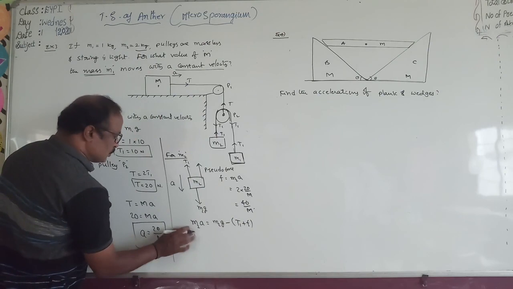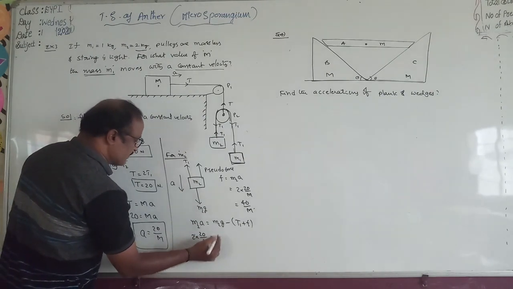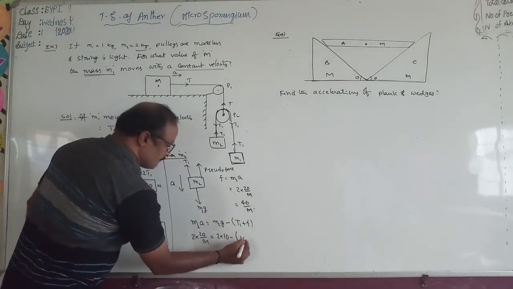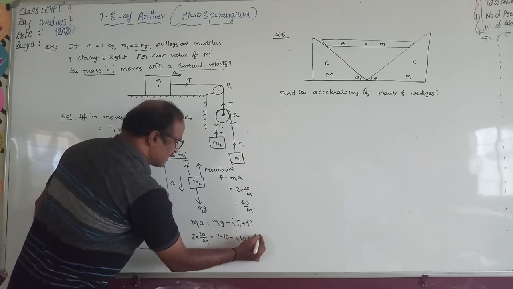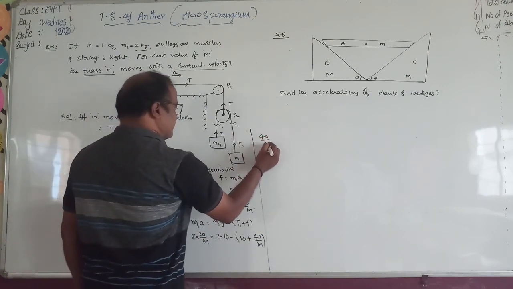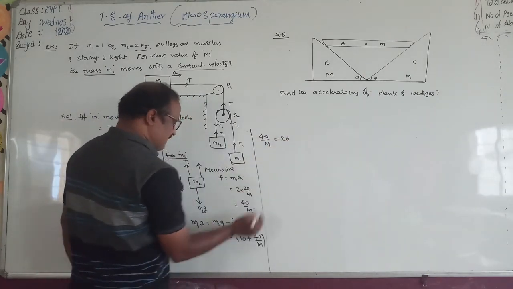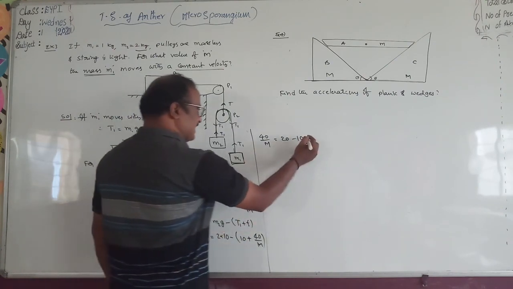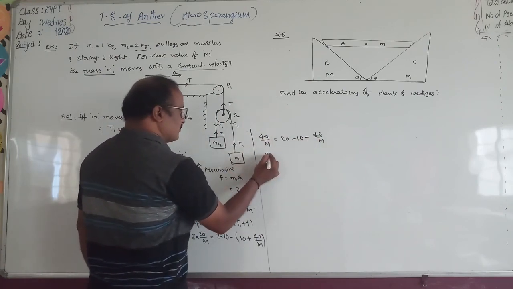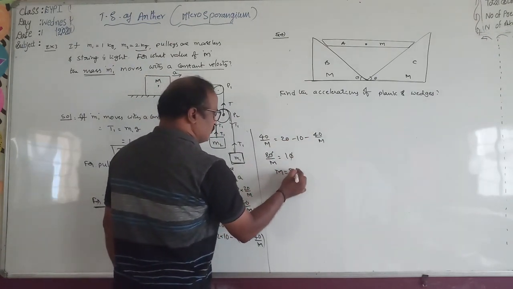M2 is 2 kilograms into A, which is 20 by M, equal to 2 into 10 minus T1, which is 10, plus f, which is replaced by 40 by capital M. Simplifying, 40 by M is equal to 20 minus 10 minus 40 by M. So 40 by M plus 40 by M is equal to 80 by M, equal to 20 minus 10, which is 10. The zeros cancel, so capital M is equal to 8 kilograms.